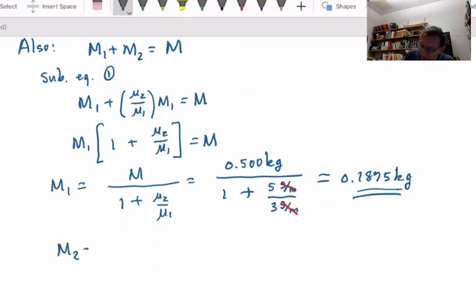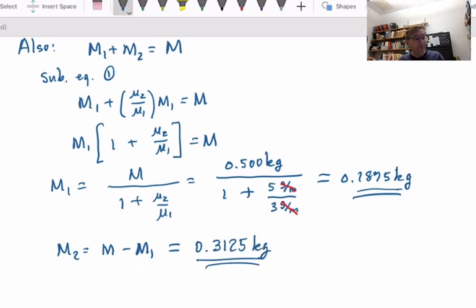Of course, it's not hard to get m2 once you have m1. m2 is m total minus m1. And that means you have 0.3125 kilograms for the mass of the second block. Okay, so that was working with the speed of a transverse wave on a taut string. And that's all for this video.